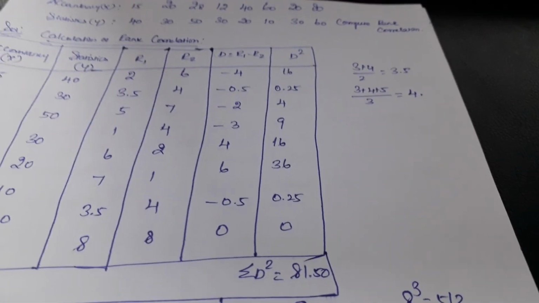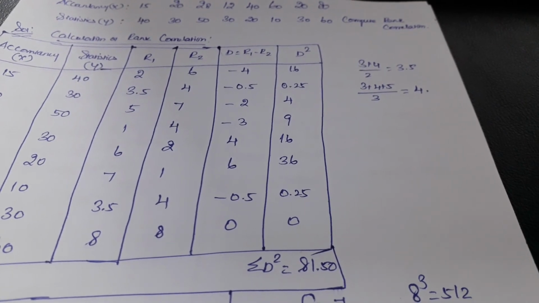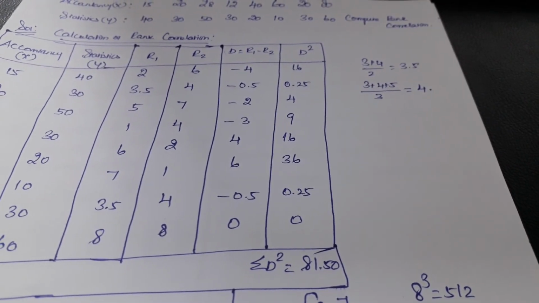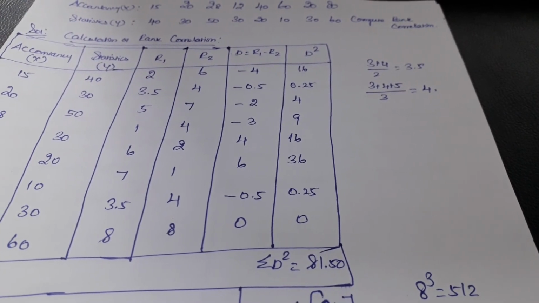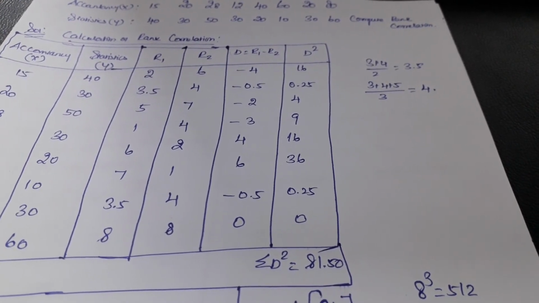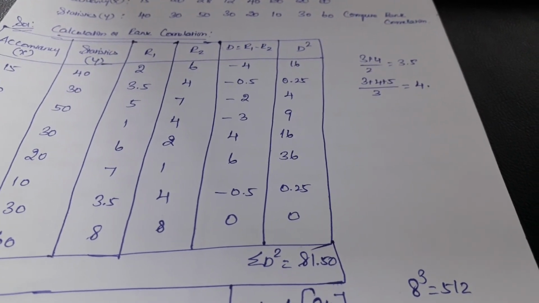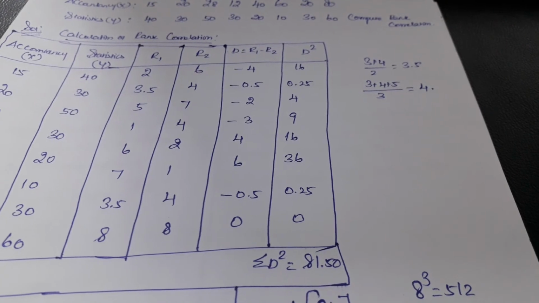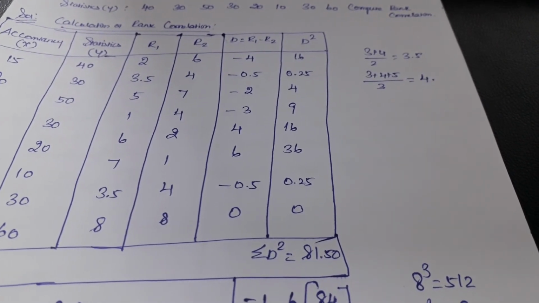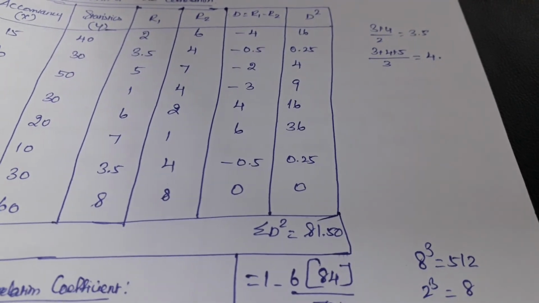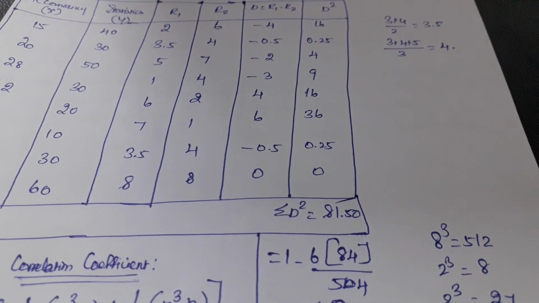Then we need to prepare the difference column. Difference is equal to R1 minus R2. Just subtract R2 from R1. We need to get these values. Then we need to square this column as the D squared column. Finally we need to total them as the summation D squared equal to 81.50.